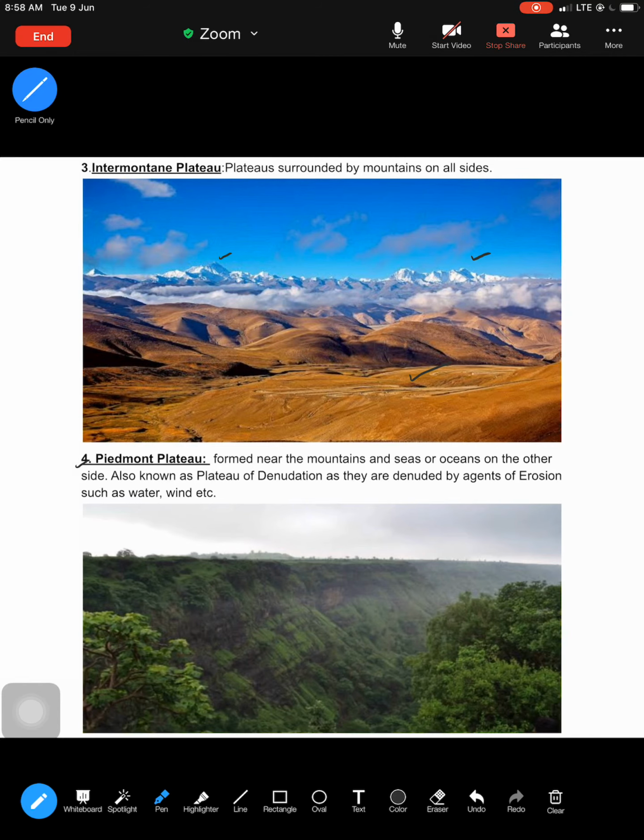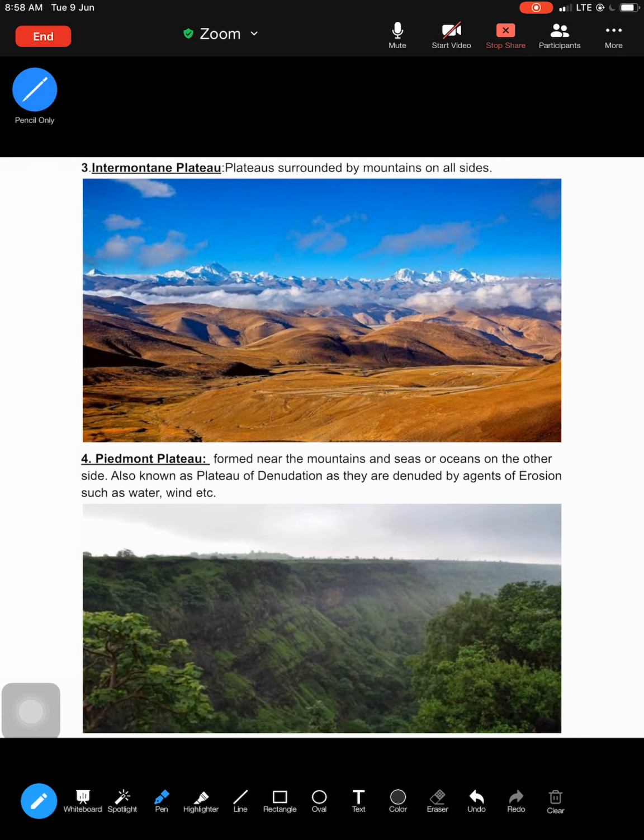Now, the Piedmont Plateau is also known as a plateau of denudation. Denudation means erosion, breakdown. Why? Because they are denuded, broken down by different agents such as wind and water. Now, this is a picture of a Piedmont Plateau. I could not show you the entire landscape of how it looks, but please remember that it is the foothill of the mountain with sea or oceans on the other side.